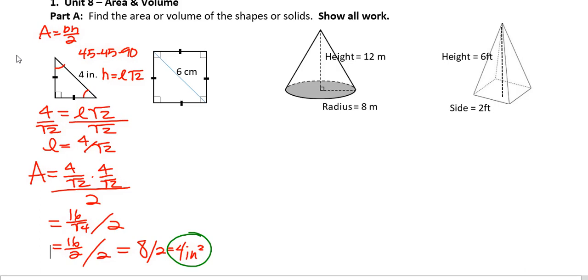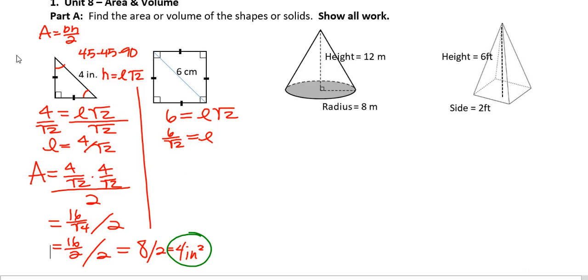All right, now let's look at this square over here. It's very similar to what we just did, because it too gives us an isosceles right triangle. So to find the base here, we're going to use the same thing. We're going to solve for 6 is the hypotenuse, and that's L square root of 2 again. So that's going to be 6 divided by the square root of 2 equals L.